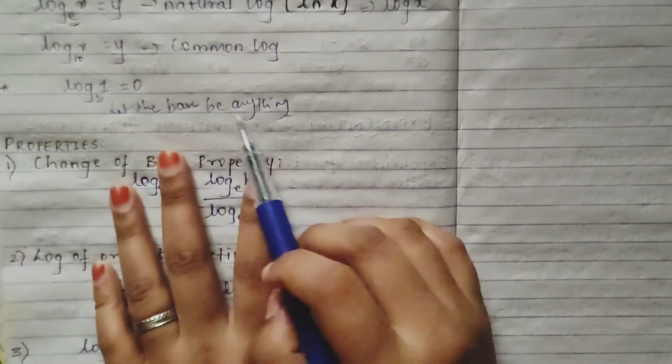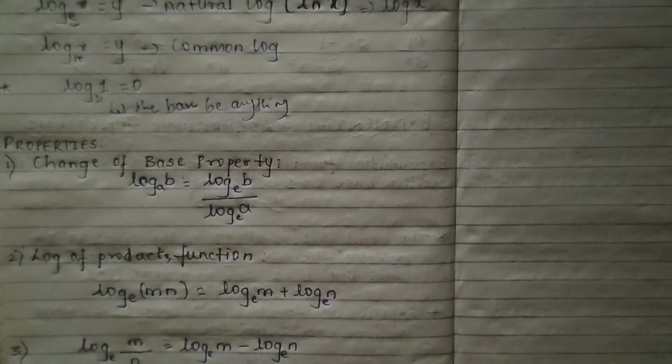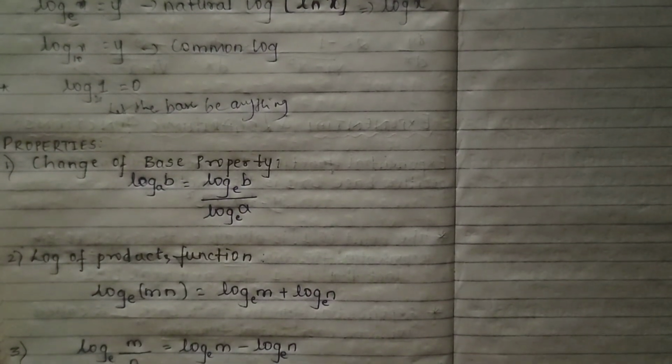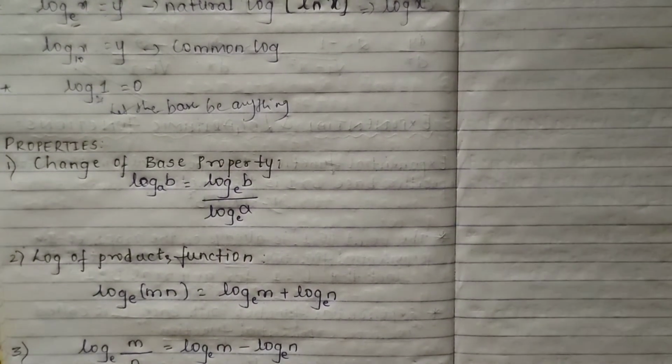So we had ended up till here, I had given you points. Next we have the properties. Before that, one more thing I can tell you: our log and our exponential function both are mirror images of each other.